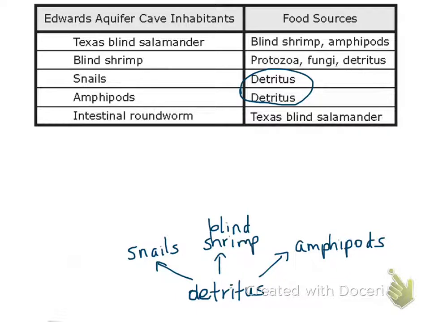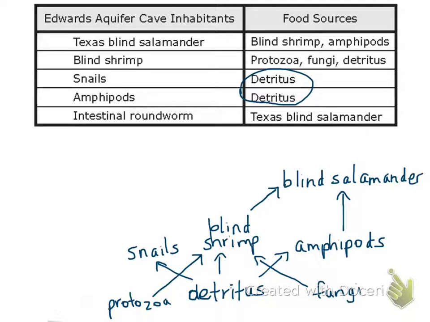Now, the snails and amphipods only eat detritus, but my blind shrimp also eat protozoa and fungi, so I'm going to add that in as well. Now I put them down below because they are food for the blind shrimp, so they go on a lower level because they are food for the level above it. Then I need to figure out what eats the snails, the blind shrimp, or the amphipods. And when I look at my data table, I find that the Texas blind salamander is going to eat the blind shrimp and the amphipods.